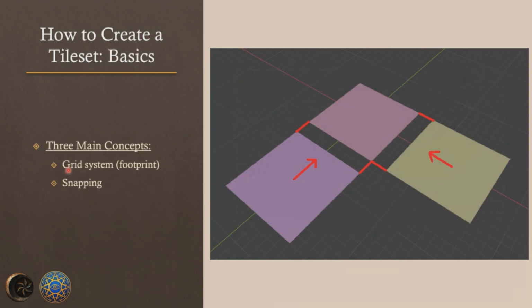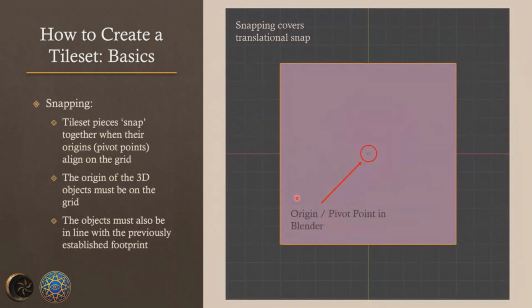Okay, so moving on to snapping, which is the second main concept of tile sets. These pieces have to snap together. Otherwise, when you're making a cave, a house, or a dungeon, suddenly the floor pieces don't snap together. Your Legos aren't built to specifications. Then you can't build anything. It just doesn't work.